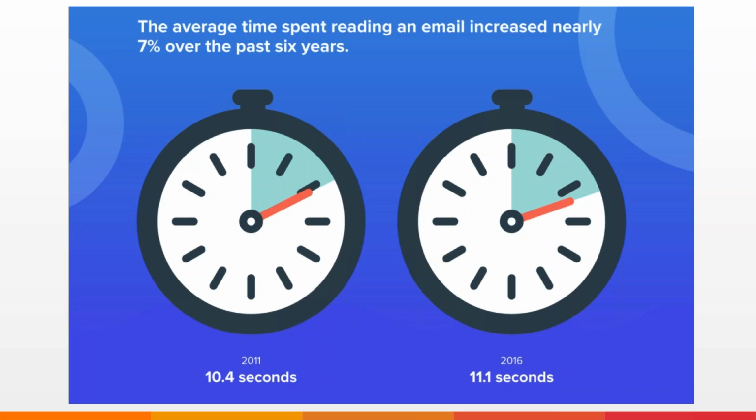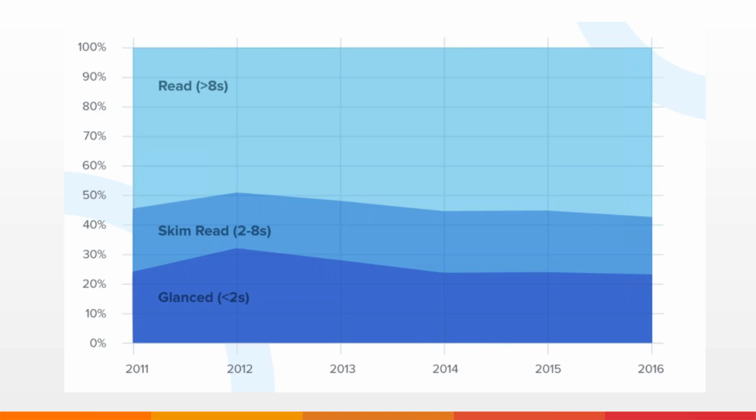This is one of those interesting stats, which is quite surprising: attention span, although quite short, is slightly increasing. On average, our clients' readers spend more than 11 seconds reading promotional emails, which is a really great number. This number is from Litmus. You may be familiar with it, it's a deliverability and email quality service.